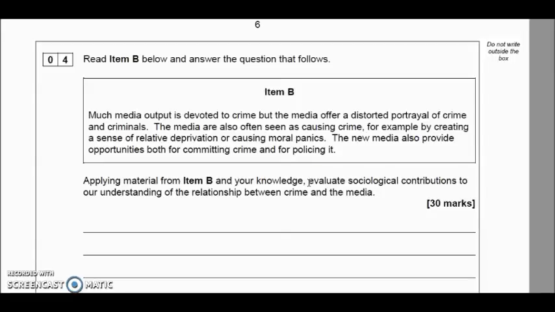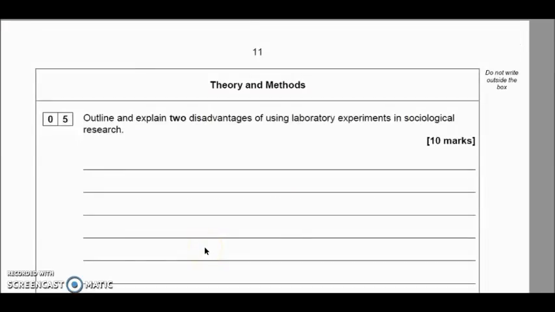Once again, 30 marks available, 45 minutes. I recommend that you do plan your answers to make sure that you say exactly what you want to say in your answer and that you are evaluating as you go along. So questions 1 to 4 is the crime and deviance section. Moving on to the second section, which is the theory and methods, of which there are 2 questions. Question 5, which is a 10 marker, and question 6, which is a 20 marker.